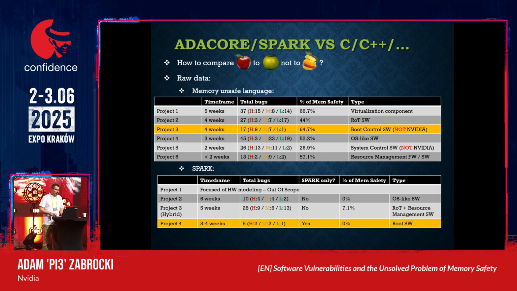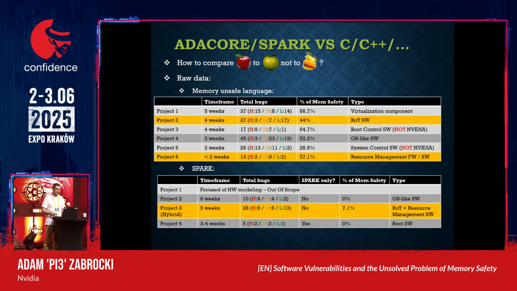The second project was not developed by NVIDIA, but it was boot control software in memory unsafe language. And we also have boot control software developed in Spark for a different project. We spent the same amount of time on both of those, and we saw that one has 5 bugs, another has 17 bugs. Memory unsafe language has 65% memory safety issues, Spark has 0. So in the memory unsafe language, it looks like we also follow the industry standard of having 70% memory safety issues.